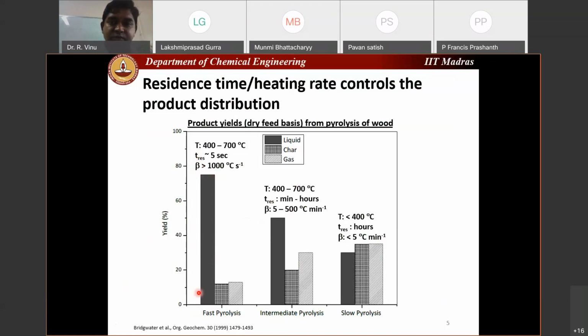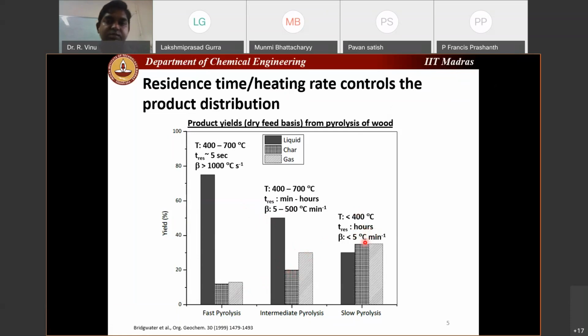This data is for pyrolysis of wood, as reported in the literature. Now, if you're not varying the temperature, but you're varying the heating rate and also the residence time, you can see that the liquid yield is going to decrease, whereas the gaseous yield and char yields are going to increase. Similarly, as you further increase the residence time, reduce the heating rate, and even reduce the temperature, you can shift the product distribution from liquid to char.